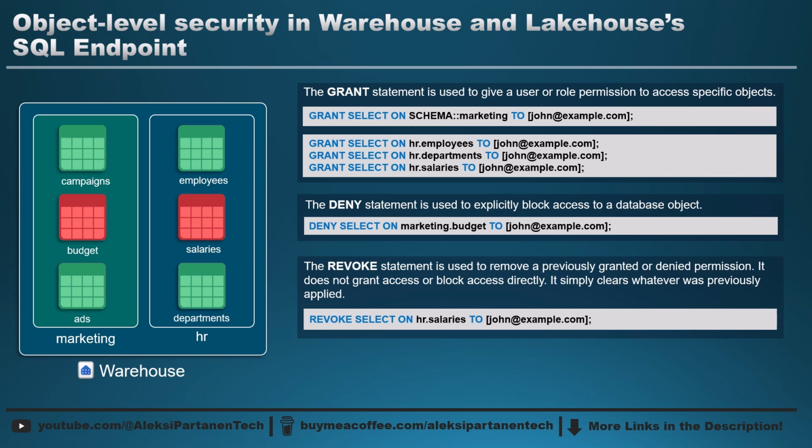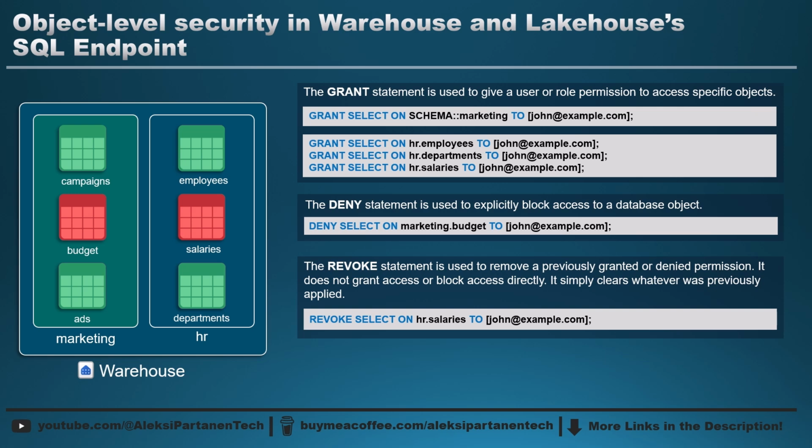Revoke does not block access or grant access. It simply removes whatever there was before. For example, REVOKE SELECT ON HR.salaries TO john@example.com. This clears the permission for the salaries table that was previously granted. And since the default access has been that there is no access for John, he loses access to that table.